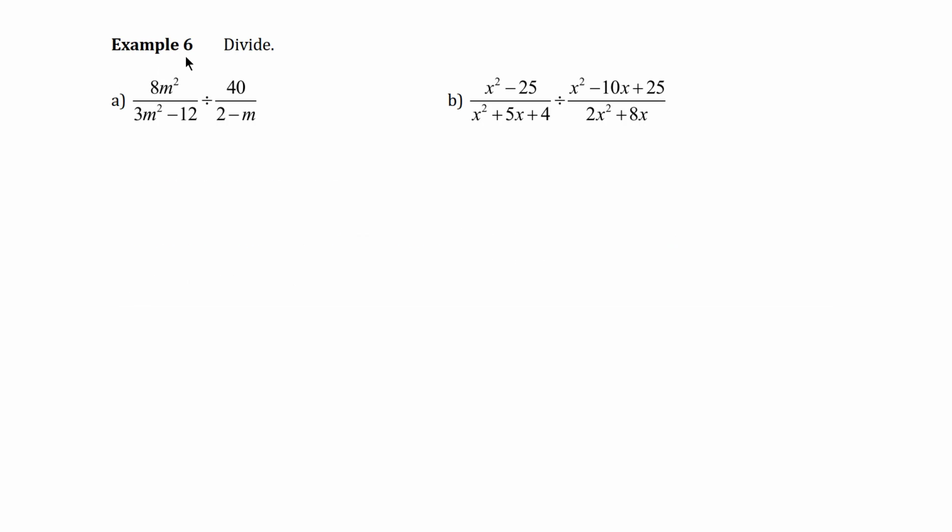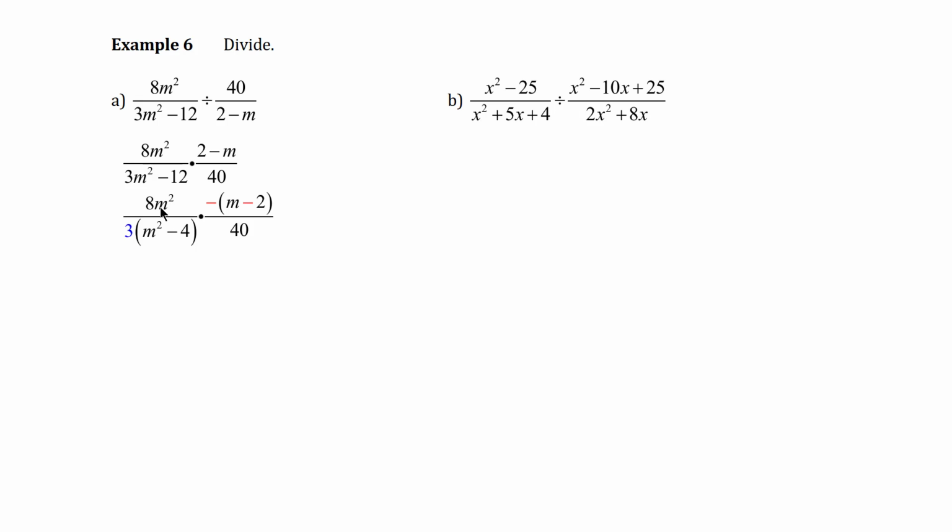For example number 6, divide. For part A, we have 8m² over 3m² - 12 divided by 40 over 2 - m. First, we're going to flip the second fraction and change the operation from division to multiplication. So we get 8m² divided by 3m² - 12 times 2 - m divided by 40. From here I'm going to factor out a common factor of 3 from the 3m² - 12. I'm also going to factor out a negative from the 2 - m, and then bring down everything else.